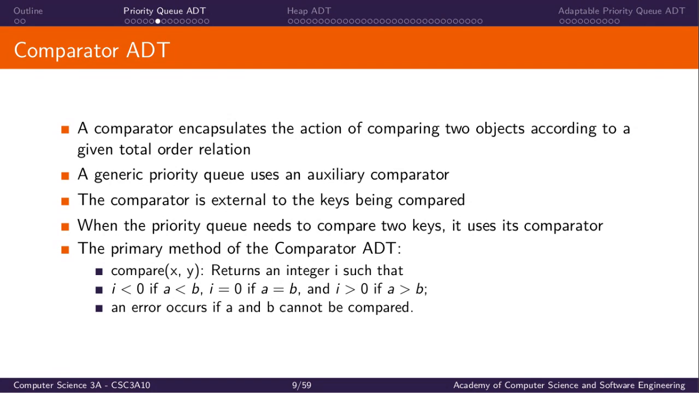So this comparator, when given two keys, would return an integer i such that i is less than 0 if a is smaller than b, i is equal to 0 only if a is equal to b, and i is greater than 0 if a is greater than b. And of course, if a and b can't be compared, then we can't actually calculate what i should be, because we can't tell which is greater than the other. And so we should throw an error if that happens.